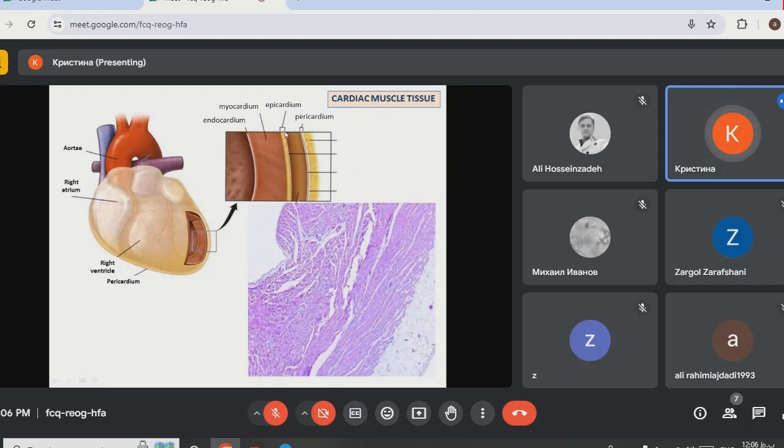And the outer layer of the heart's wall is called epicardium. Epicardium consists of loose fibrous connective tissue and adipose tissue. It is this area. The function of cardiac muscle tissue is to contract and to pump the blood out from the heart to aorta and the pulmonary arteries.